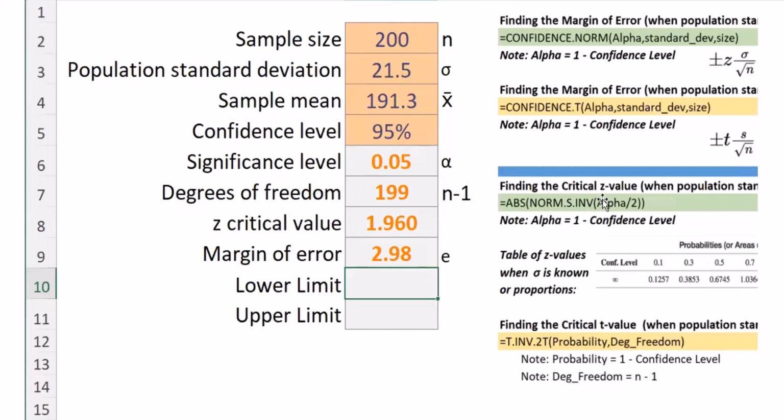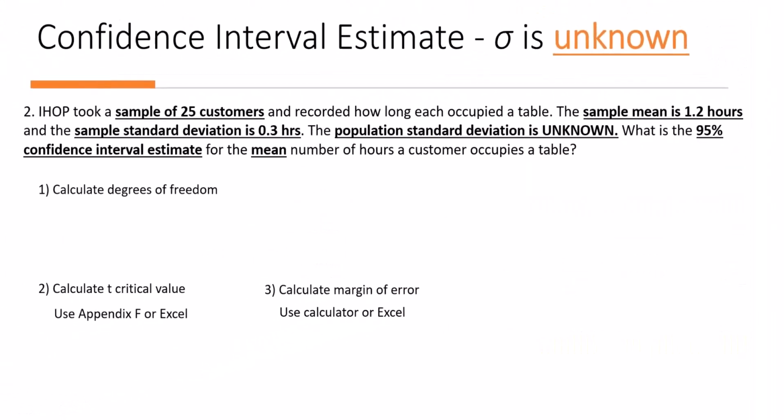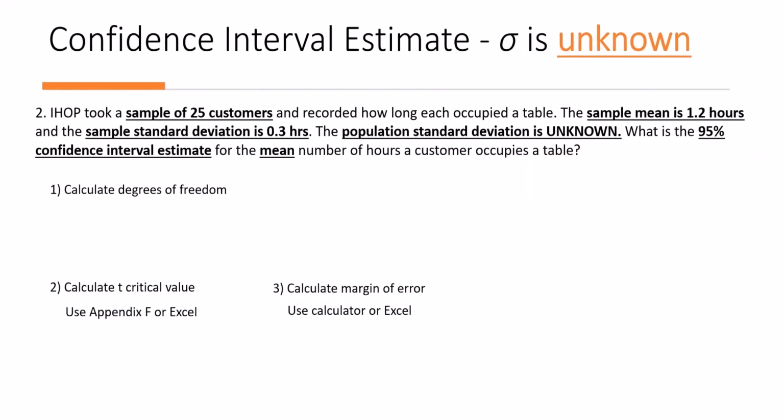point estimate, or our sample mean. So our sample mean of 191.3 minus 2.98, and then our point estimate of 191.3 plus 2.98. And so that will give our confidence interval estimate for this sample mean of 188.32 to 194.28.